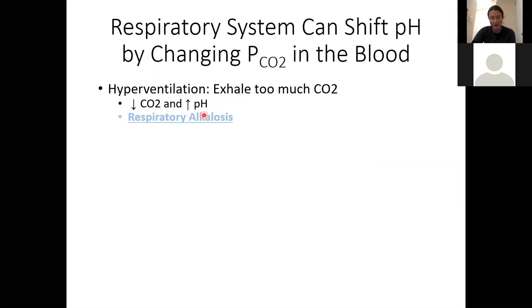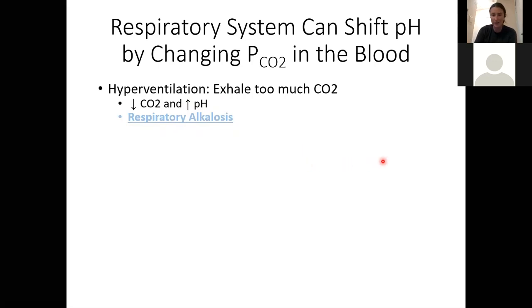Right, so this might be a flashcard kind of a thing. A lot of this goes up, that goes down. Really important to get these concepts straight. Again, when you breathe out too much carbon dioxide, you are increasing your pH, and we can call this condition respiratory alkalosis, right? So this is a condition where your blood pH is too high because of some kind of a problem with your respiratory system. This particular problem is breathing too much.